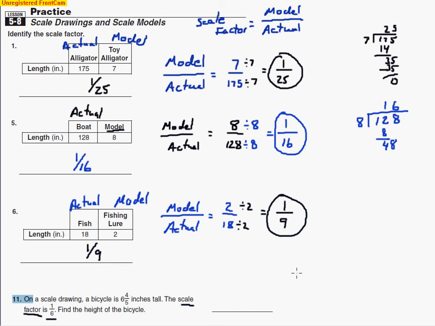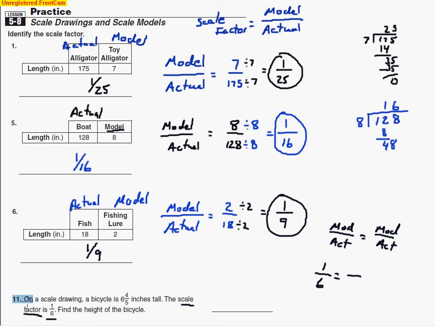So we have 1/6. And so now what we want to do is figure out what goes in the next fraction. So the fractions are going to be the same. We're going to do a model over an actual is going to end up equaling a model over an actual. And so we already have one of the ratios. We have the scale factor, model over actual. So now we just need to figure out, what is this, 6 4/5? Is this a model or is it an actual?